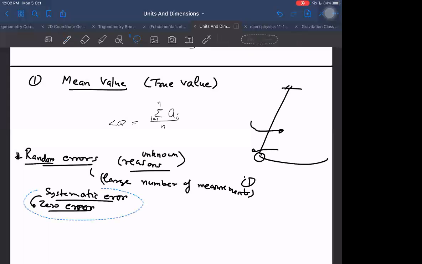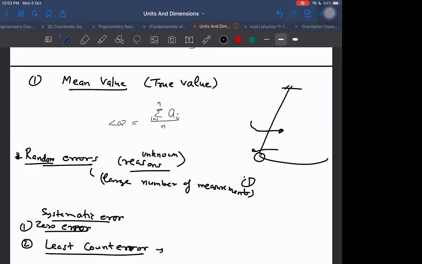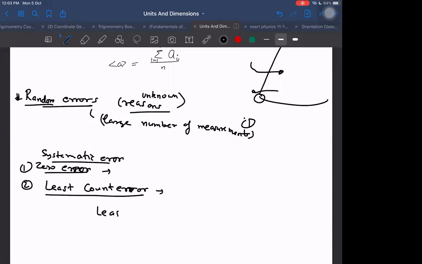Systematic errors: one is zero error, another systematic error is least count error. These are systematic errors, and we can reduce them. Least count error depends on the least count of the instrument. What is the least count of the instrument? As the name suggests, the least count of an instrument means the least value that we can measure using an instrument.